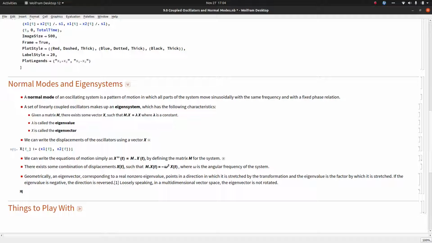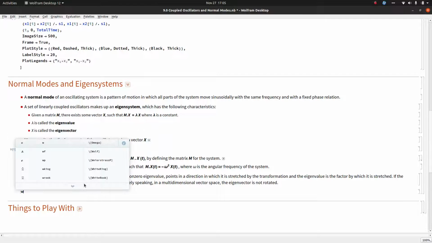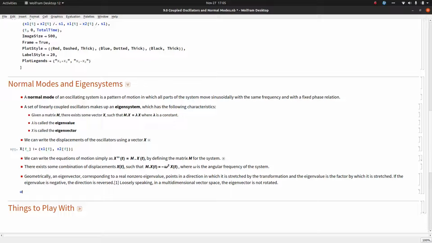I highly recommend, because there's some minus signs that I've been playing very fast and loose with, going through the actual linear algebra for this, which you can find in pretty much any standard differential equation book. I think you can even find it on a Wikipedia page if you search for Eigensystems. But since I don't want to do any of that, because as we've said many times in this video series, I'm incredibly lazy, we're going to just do it with Mathematica.